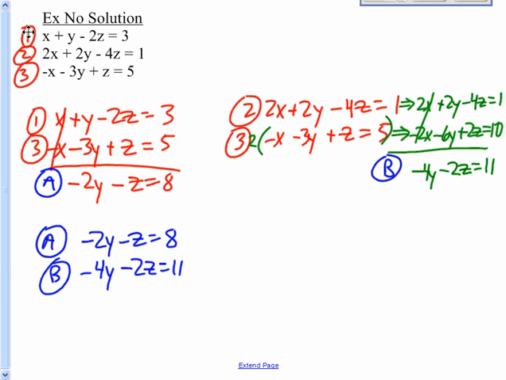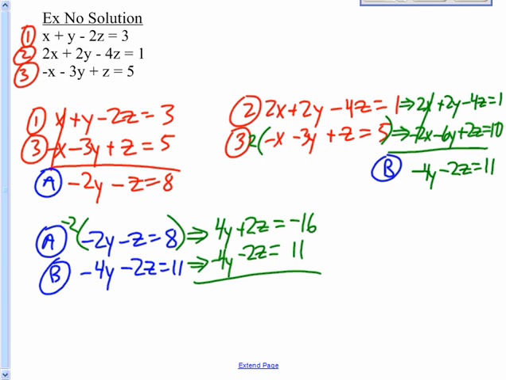Let's get rid of z here. You notice I got a negative 2z on the bottom. Let's make this a positive 2z, so I'm going to multiply by negative 2. Looks like we'll have 4y plus 2z equals negative 16. Bottom stays the same: negative 4y minus 2z equals 11. Gone, gone. Looks like we got 0 equals negative 5. Is that true? Of course not. That means this is no solution.